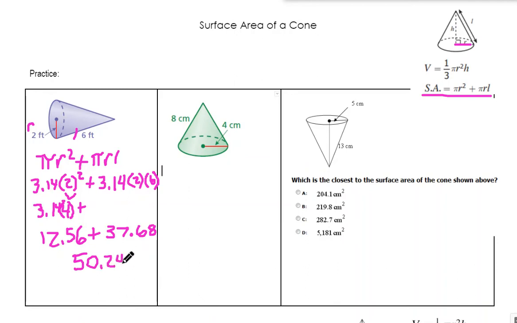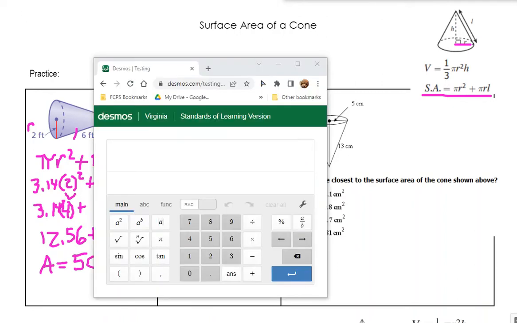50.24. All right, so we always want to write our units of measure, and this is measured in feet, so we're going to write feet. And then area, even surface area, still has area in it. Area is always squared. So our answer is A equals, our area equals 50.24 feet squared. All right, so that's kind of a lot of work, right?